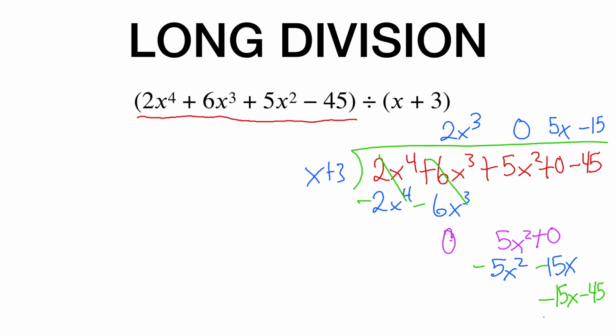Negative 15 times x is negative 15x. Negative 15 times 3 is negative 45. But those both change signs, meaning they all cancel out and there is no remainder. So our final answer would be 2x cubed plus 5x minus 15. And that is how we do long division.